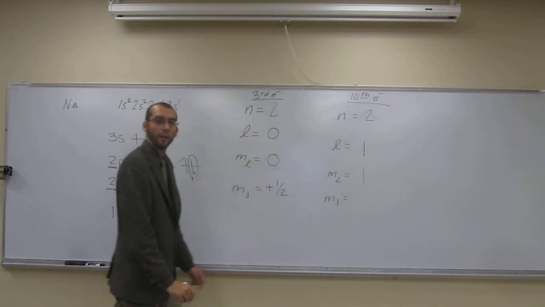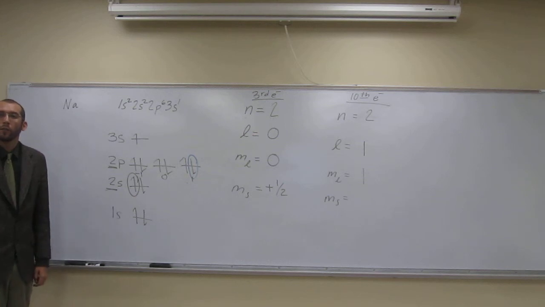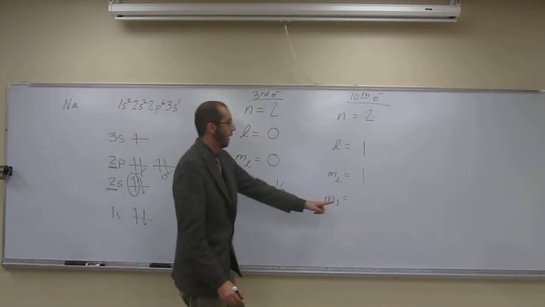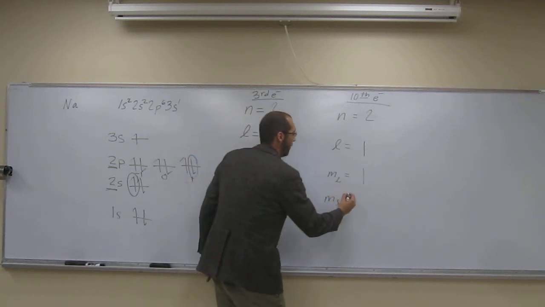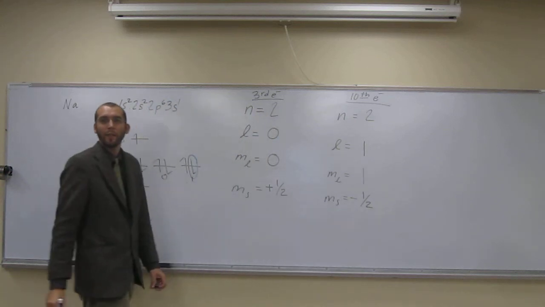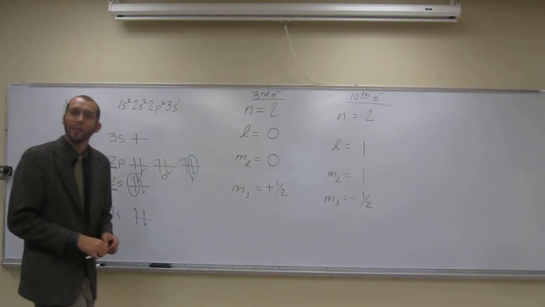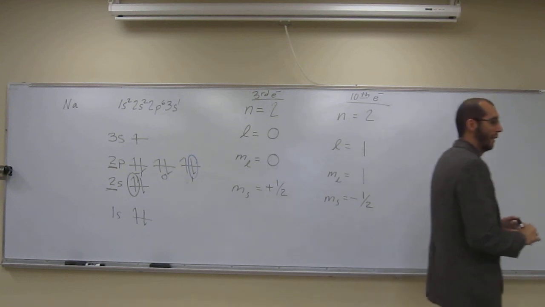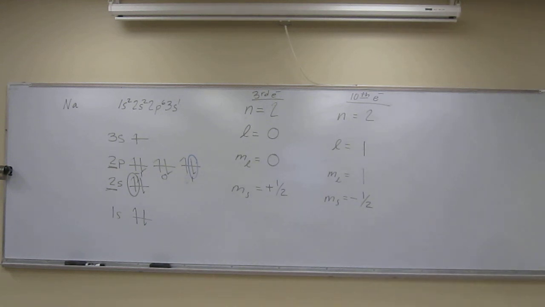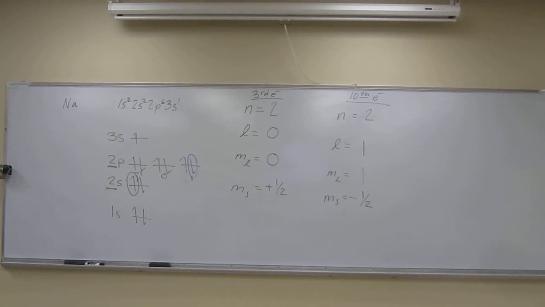And the last thing: did that electron go in first or second to that orbital? Second. So M sub S is going to be negative 1/2, because negatives are the second one. Just like you said, the first one comes in as the positive one. So that's how to do that. Questions? I think we probably covered most of them.